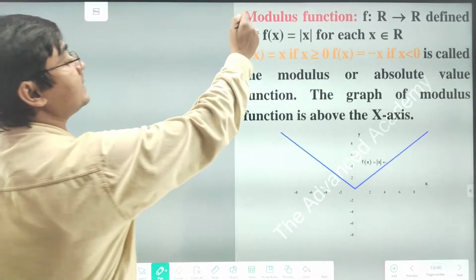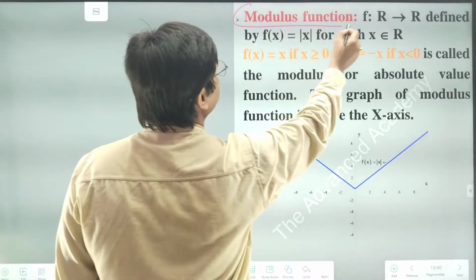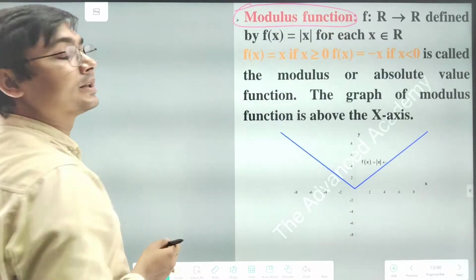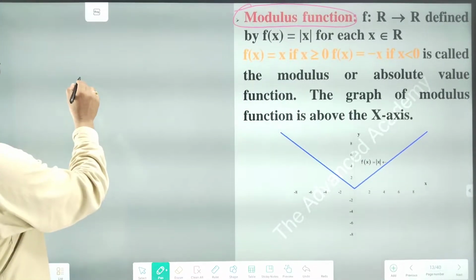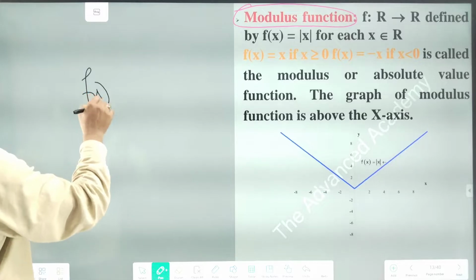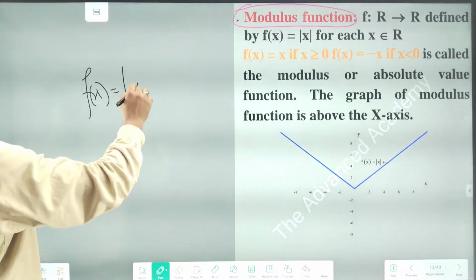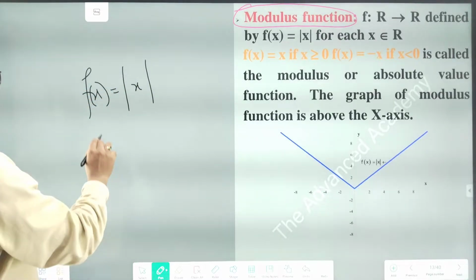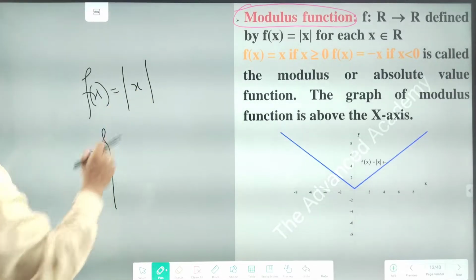So now come to another important function, another type of function which is called modulus function. You see, modulus function means this type of function. If we put here x, it will give mod of x. And hope all of you know these properties of this modulus.